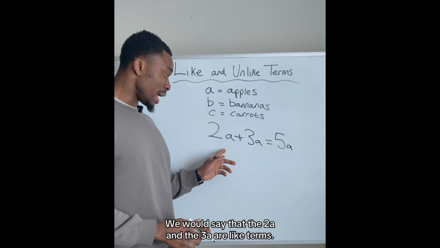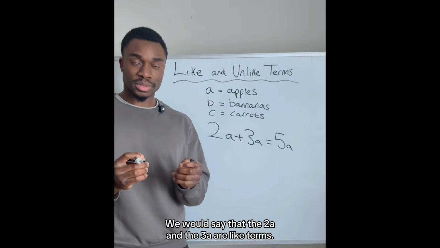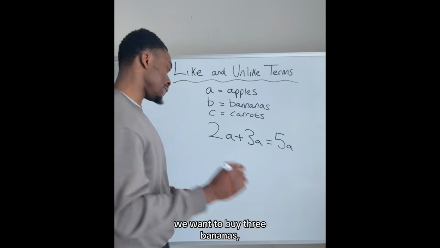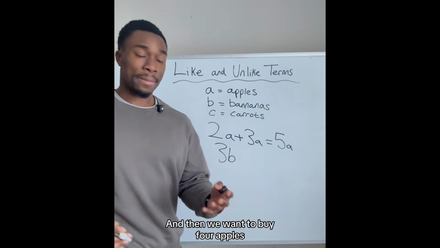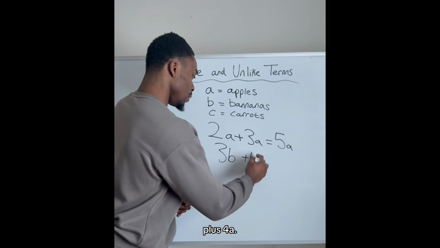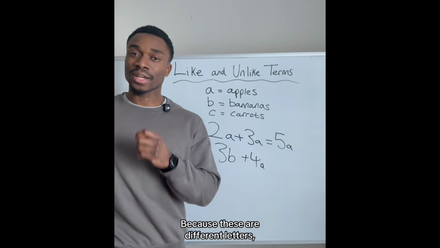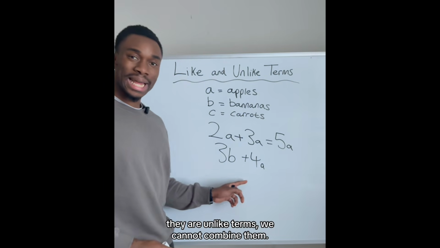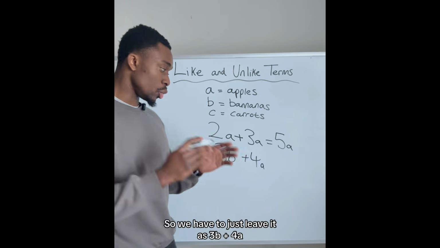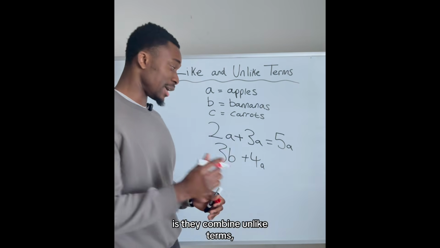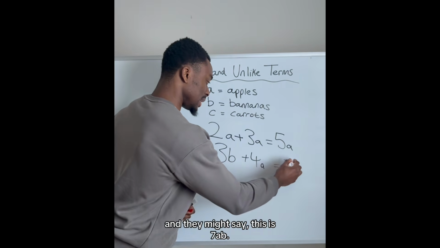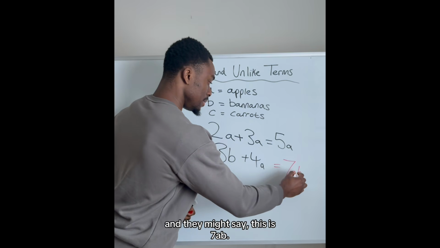We would say that the 2A and the 3A are like terms. Now let's say another day we want to buy 3 bananas. 3B, and then we want to buy 4 apples, plus 4A. Because these are different letters, they are unlike terms. We cannot combine them, so we have to just leave it as 3B plus 4A. A common mistake people make is they combine unlike terms and they might say this is 7AB.